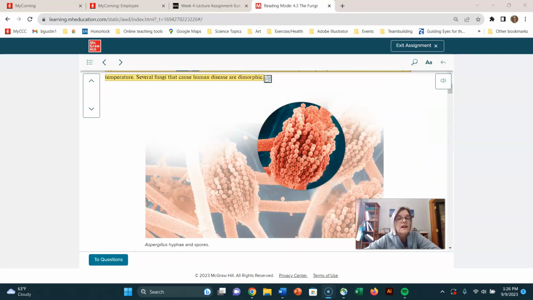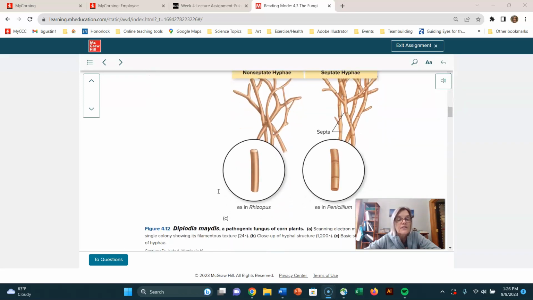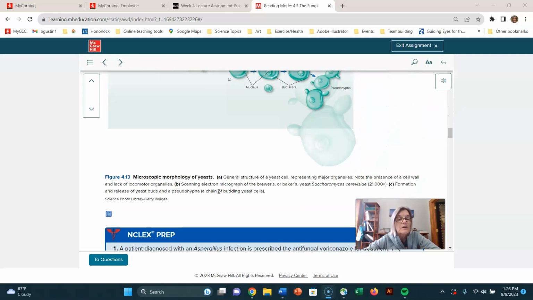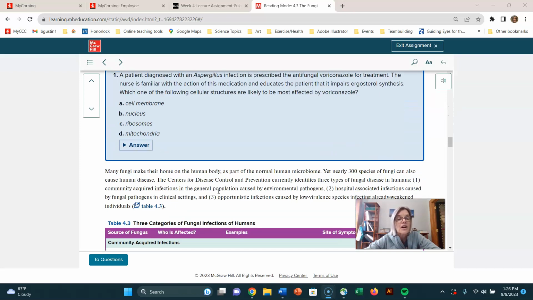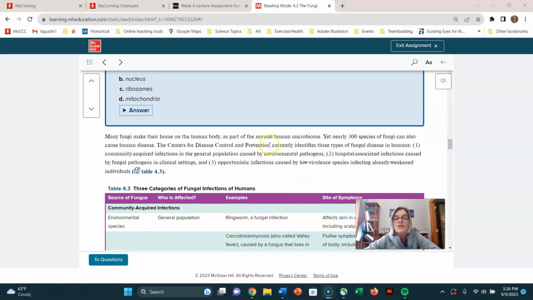There's lots of different kinds of fungi, and only a fraction of those, maybe less than 10%, actually cause diseases. Nearly 300 species of fungi can cause human diseases, but that's a small percentage of the fungi that we know about. Opportunistic infections are really common for fungi.